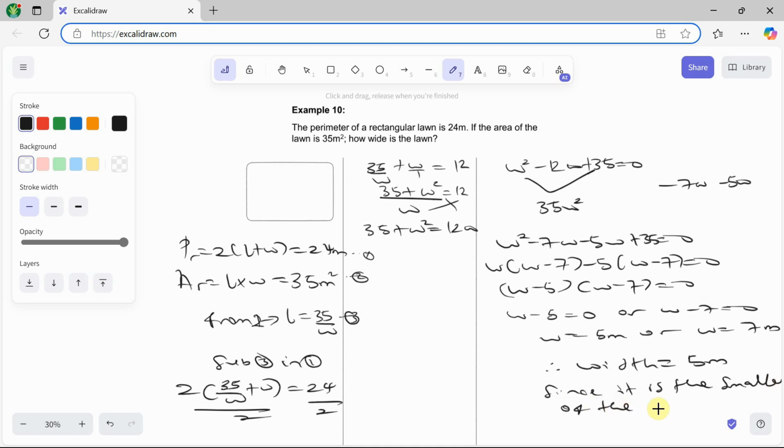If it was a theory question, I would advise that you actually state the reason why I'm picking 5 meters, just like I'm doing. You can just say, since the length is always greater than the width. Let's see if the answer is correct.